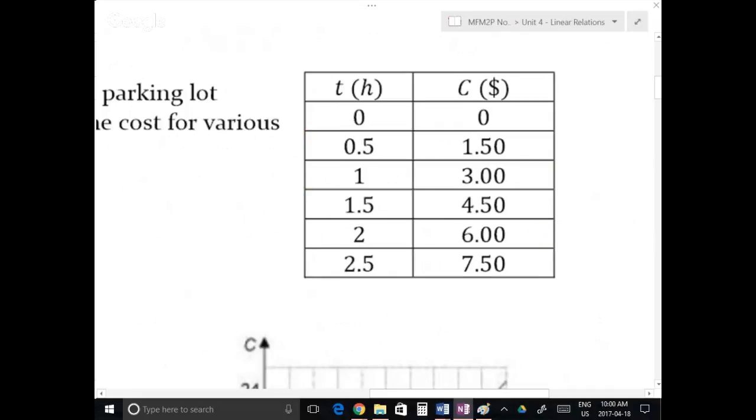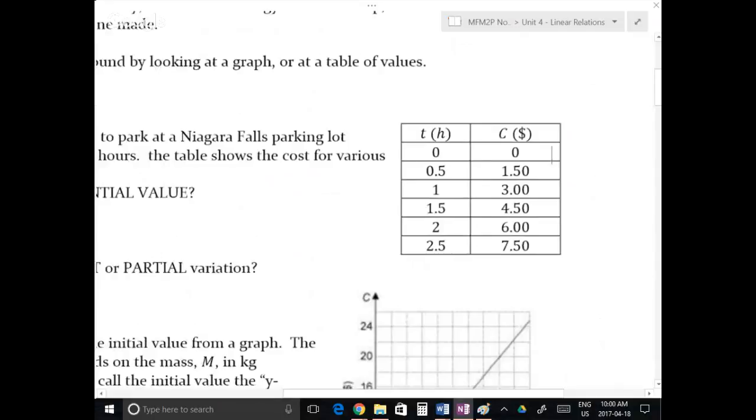But what I want to talk about here is the initial value. What is the initial value here? What's the starting fee? $0. Does that make sense? So when you pull into a parking lot, they don't charge you anything for no time, right? If you pay a bit, then you get a half hour's time. If you pay a bit more, you get an hour's time and so on.